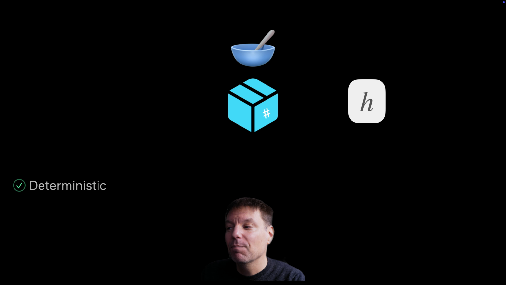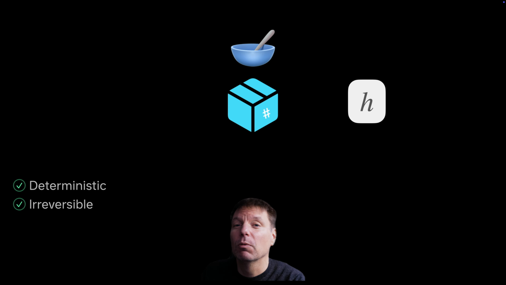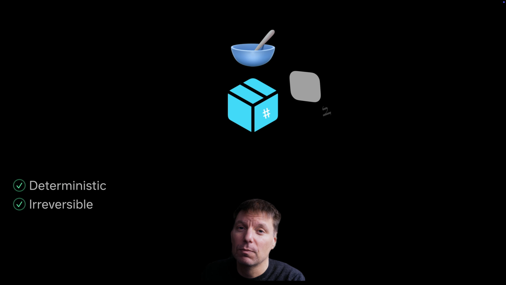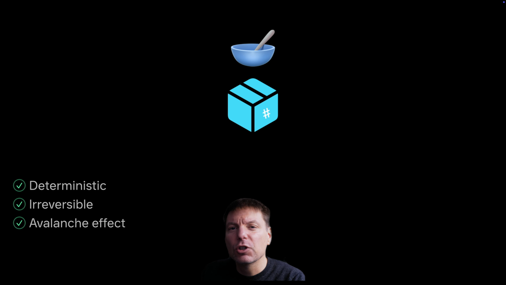Now the next property is that it should be irreversible, meaning that if you have a digest, it should be impossible for you to recover the original message. It would be like me taking that bread dough and breaking it up into its original ingredients in the original state. Now the next property is called the Avalanche Effect, because a small change in an input should result in an extremely large change in the output.